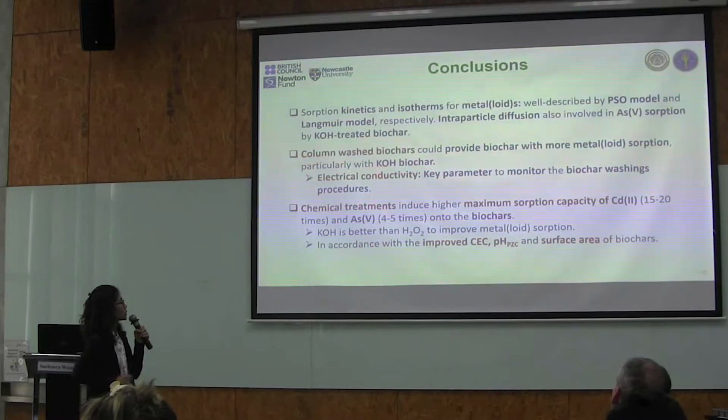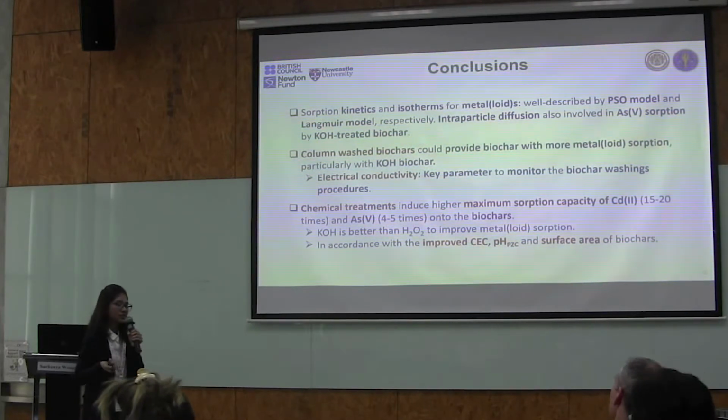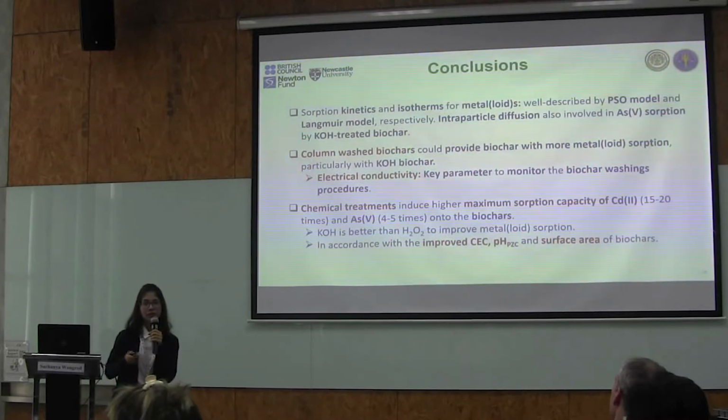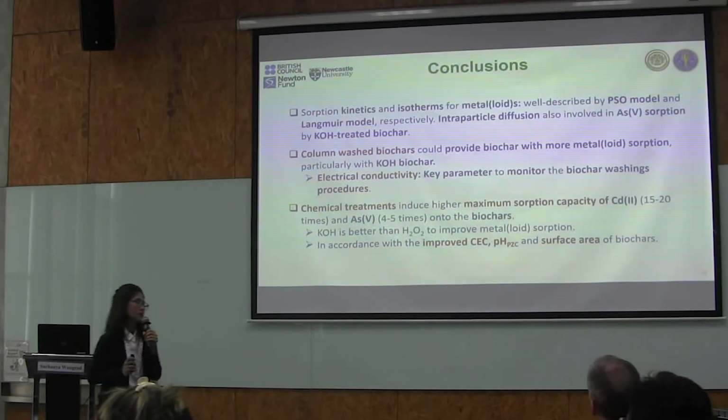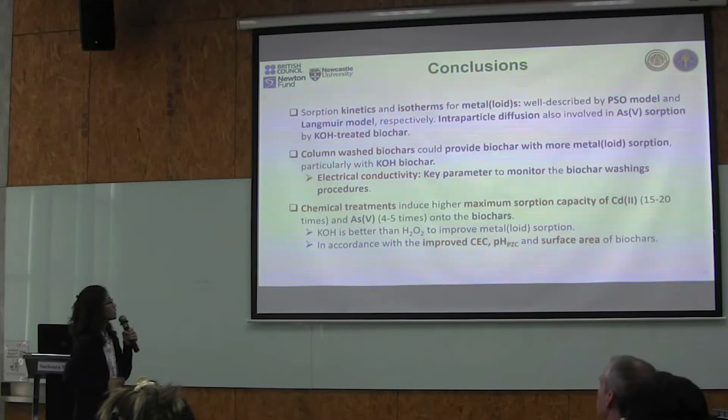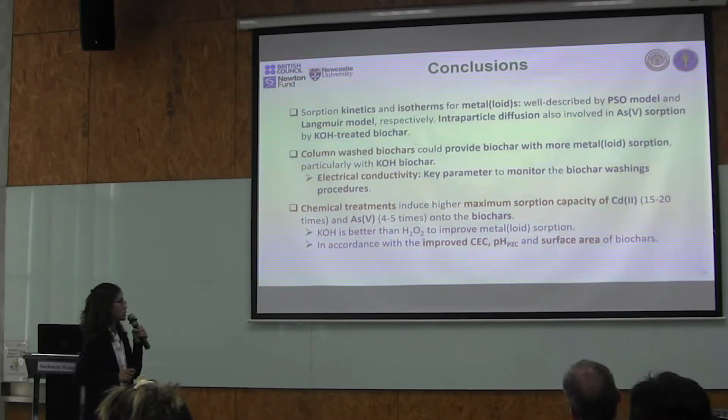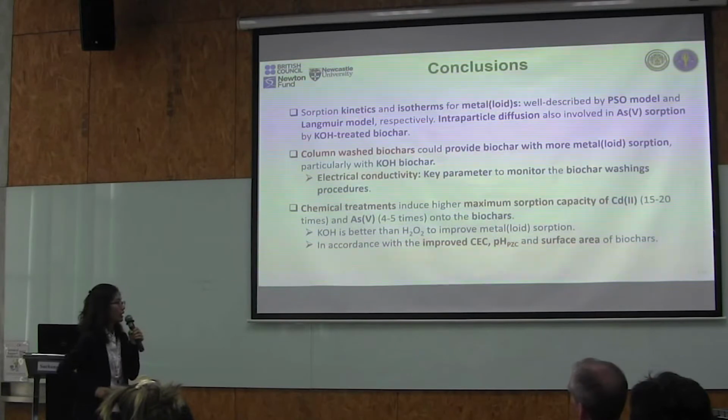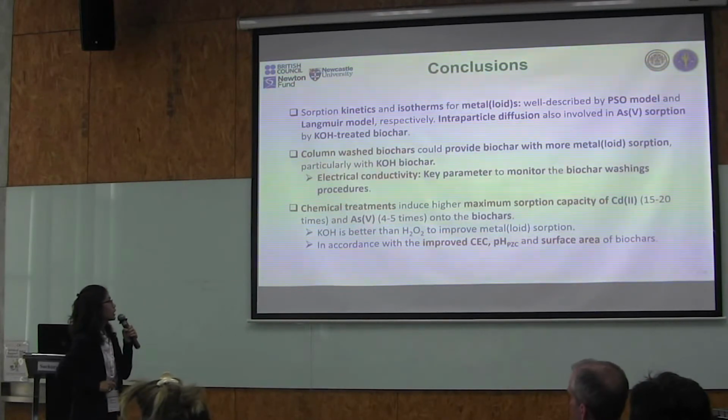Also, electrical conductivity is a key parameter to monitor biochar washing, because from the literature they only mention that they use the pH to control the washing, but we found that the key parameter is the electrical conductivity. And the chemical treatment can induce a higher maximum absorption capacity of cadmium up to 20 times, and for the arsenate up to 5 times.